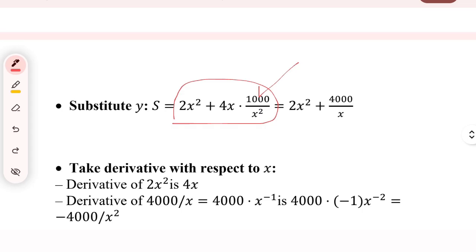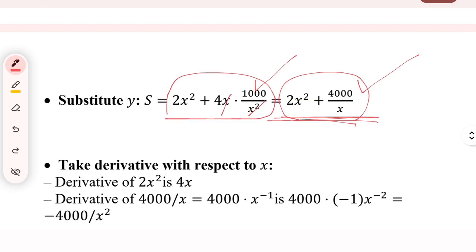If you simplify it further, it would be equal to this one, 2x squared plus 4,000 divided by x, because you can cancel one of these x's here, and it will be 4,000 divided by x. We now have the simplified total surface area. This is the total surface area in terms of only x, which is good. There's only one variable here for the total surface area.